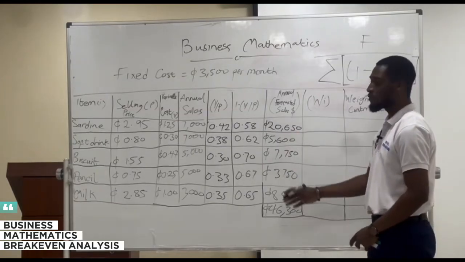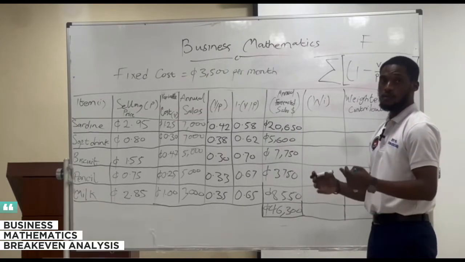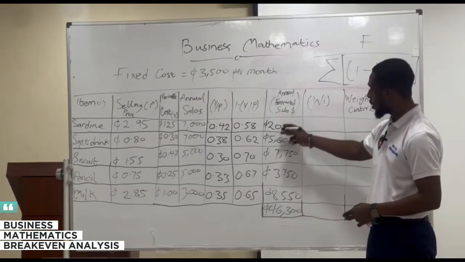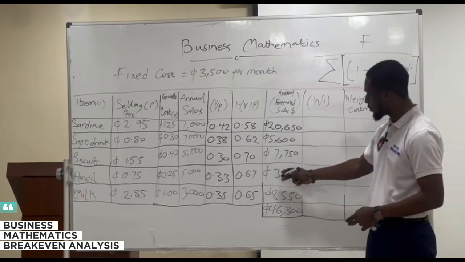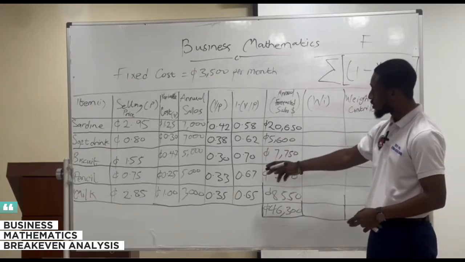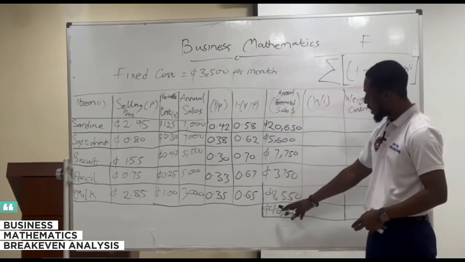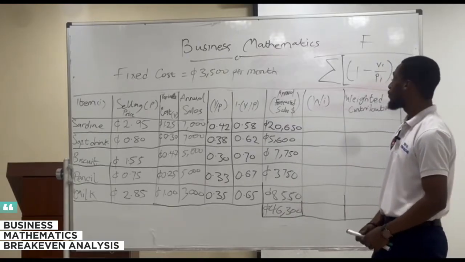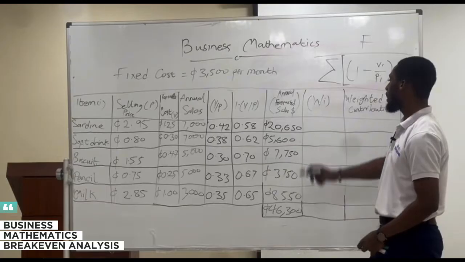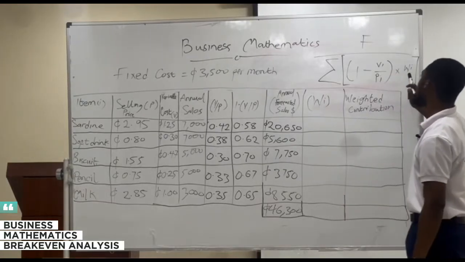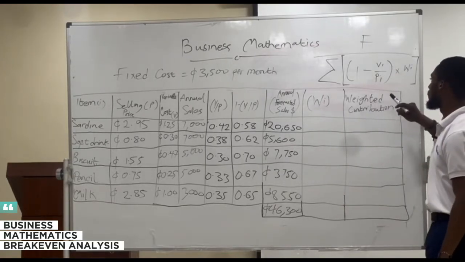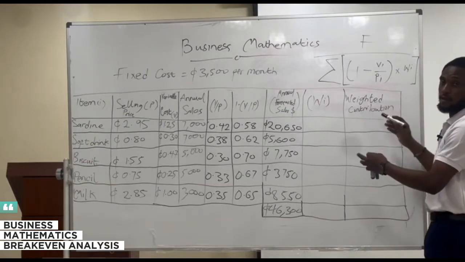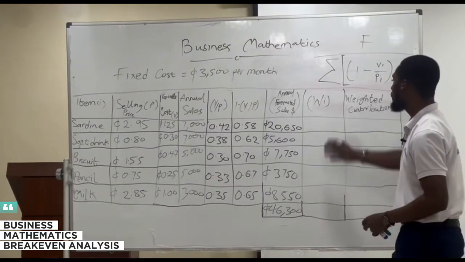After getting your annual forecasted sales, you get its total. So we added all the annual forecasted sales of the various items, and we had 46,300. Now we go ahead to find this, our WI, as stated here in the formula. So now how then do we find this?